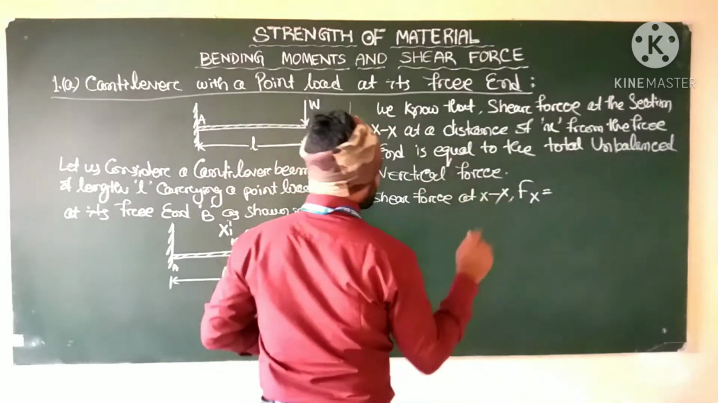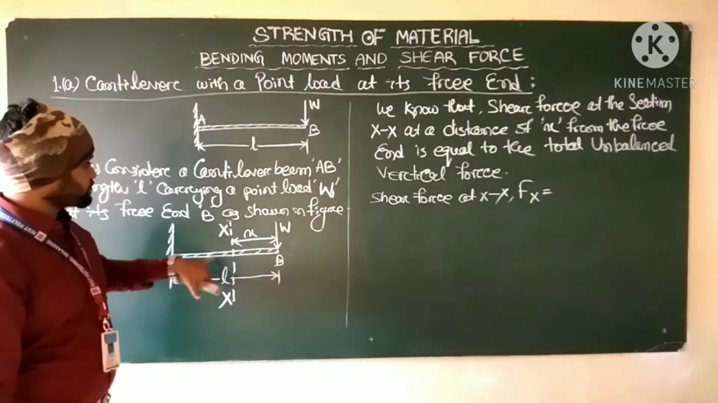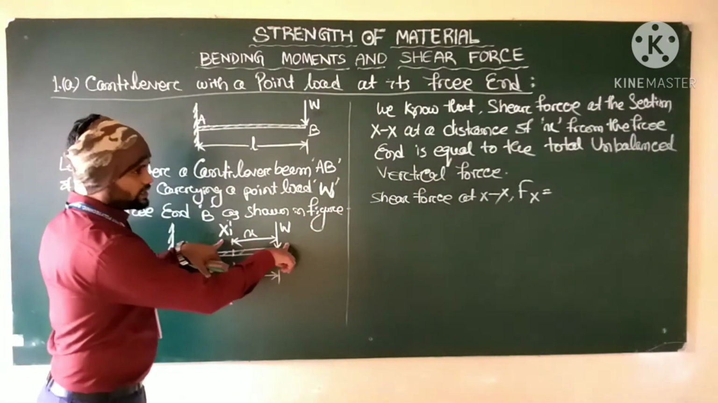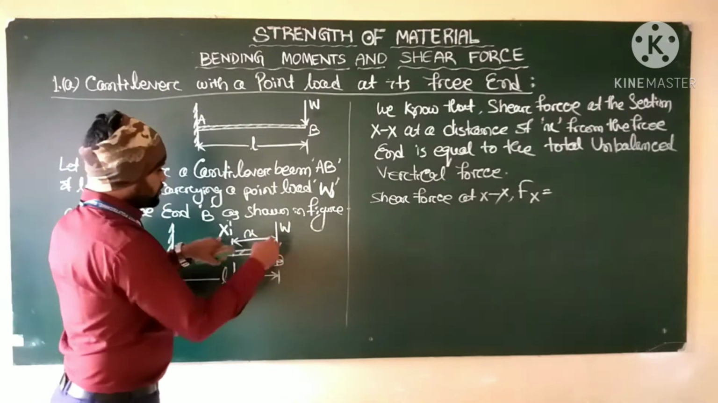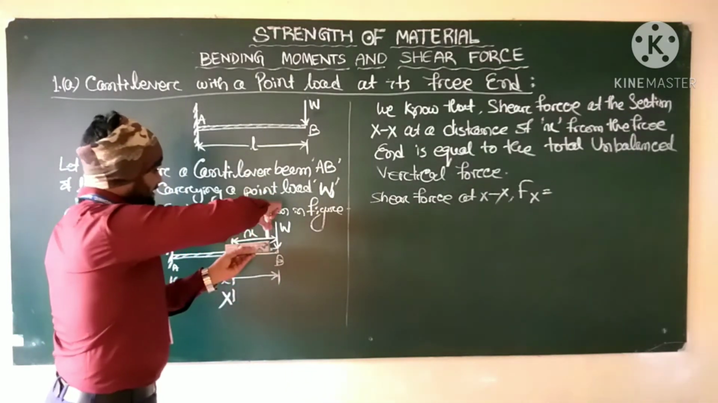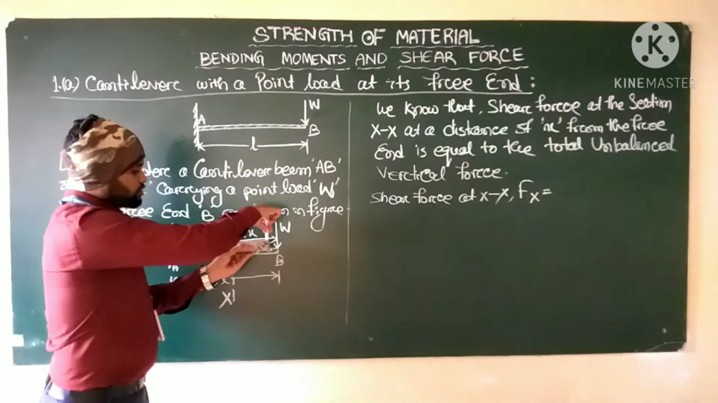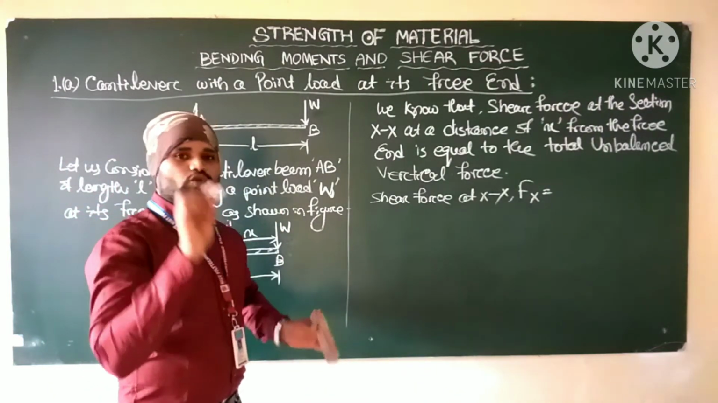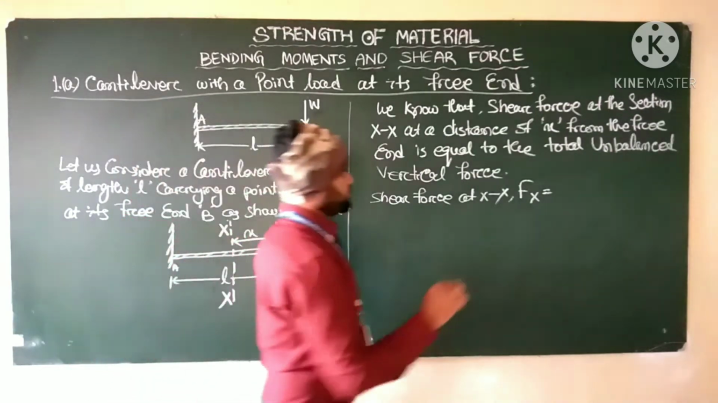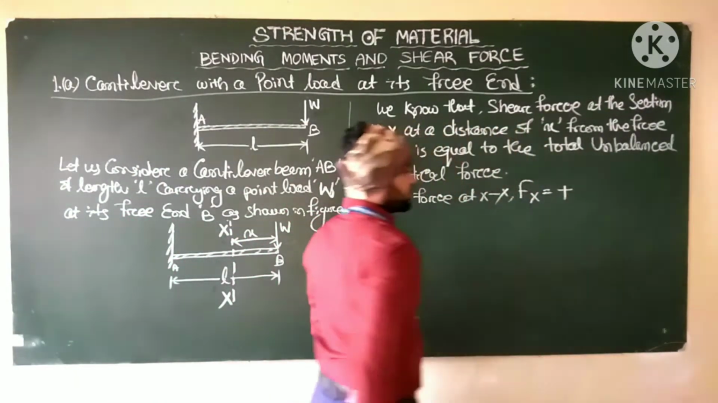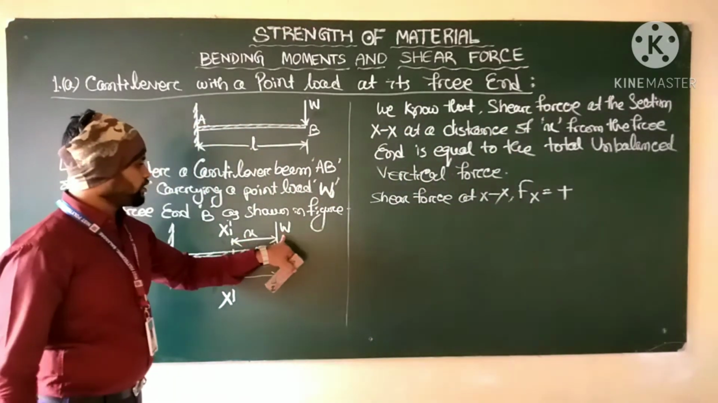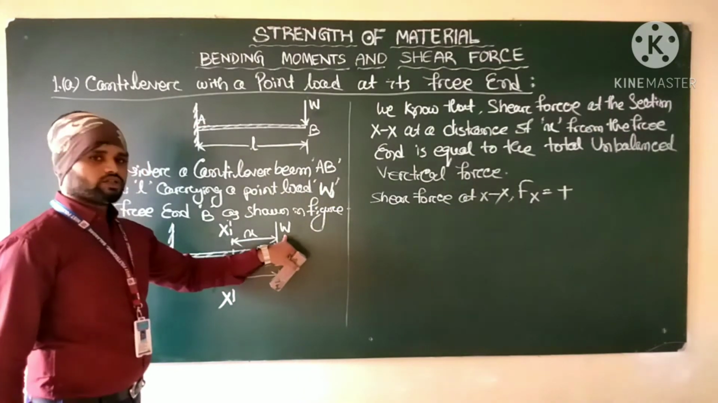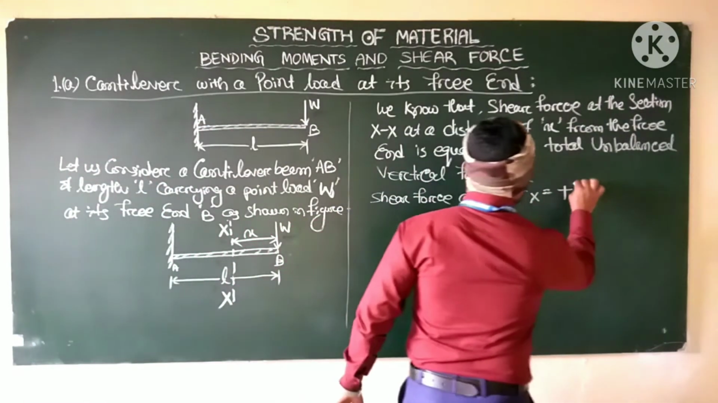So like that, at point X, what will happen? The load is at the right hand side. So the right hand portion will move downward. If the right hand portion moves downward, we take it as positive shear force. What is the force? The load is W. So plus W.